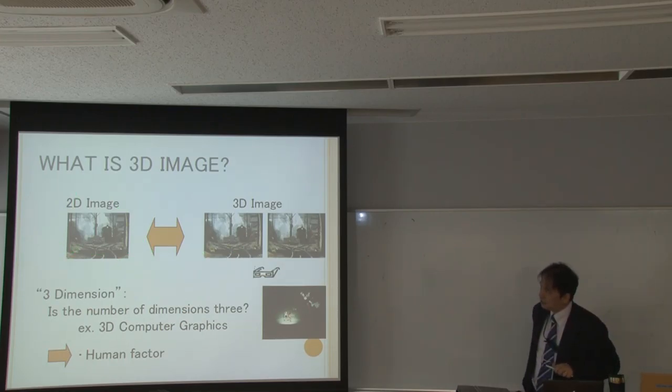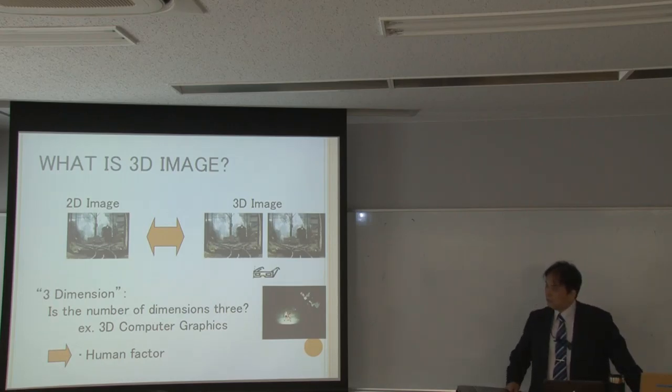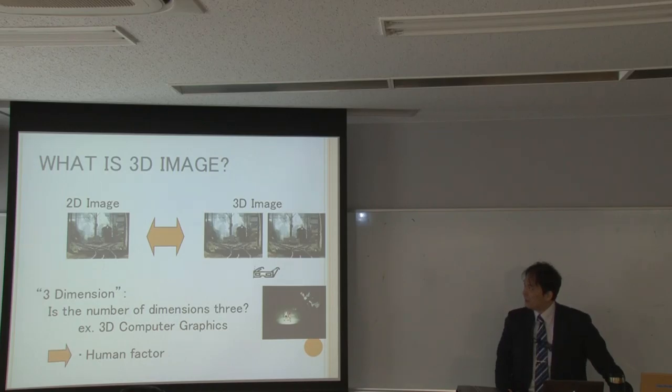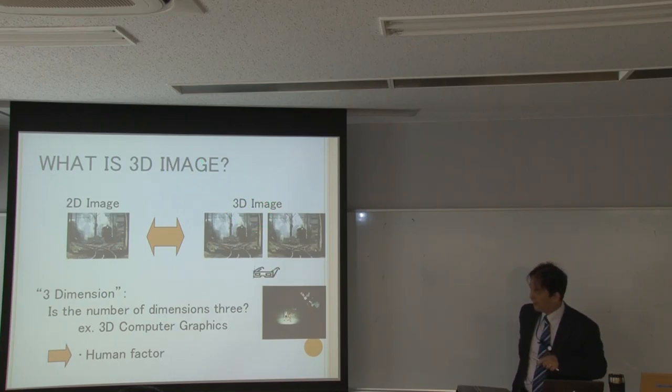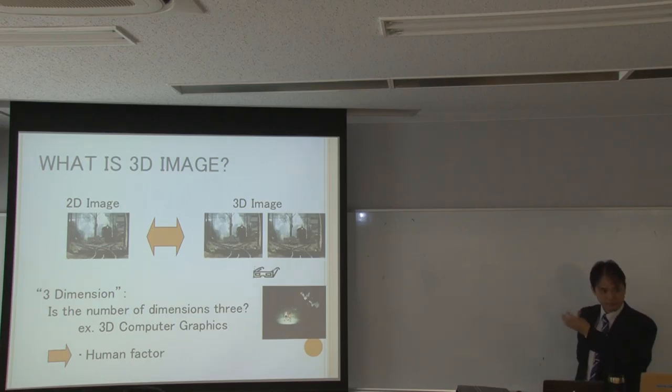So this is a 2D image. 2D means X and Y. This is the X axis and the Y axis. For example, if you go to the movie theater and want to watch a 3D cinema, you are given some kind of glasses, and you wear the glasses and then see the 3D image. But please consider, this is not a 3D image. Why? This is a 2D image. Do you understand? It's just two-dimensional, not three-dimensional. But we call this a 3D image.